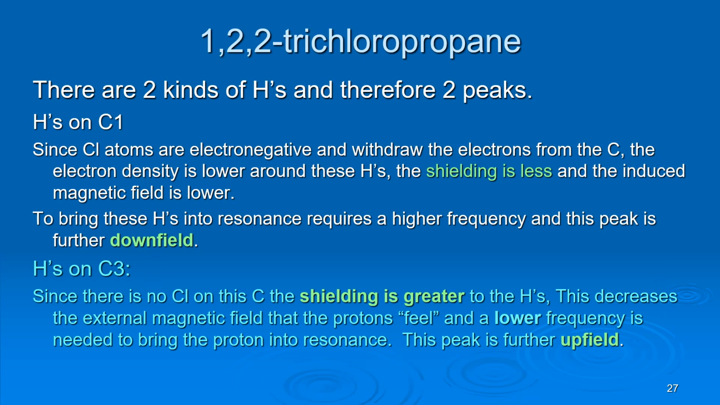And again, this slide just tells what I just said. So the hydrogens on C1 are more electronegative because of the chlorine. And so those have less shielding and they're further to the left. The hydrogens on carbon 3, which is the one furthest to the right, have no chlorines on the carbon themselves, so shielding is greater and so it's more upfield. You can pause this and read this if you want to, but it's pretty much what I just said on the previous slide.